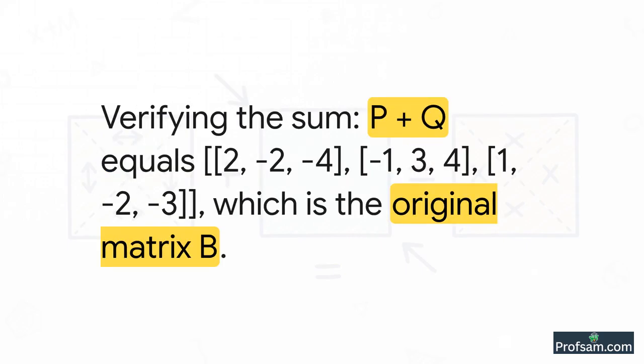And now the moment of truth, step 4, the final check. This is where we see if our detective work was correct. What happens if we add our P matrix and our Q matrix together? Will we get back our original matrix B? Let's do the addition. And yes, it works! P plus Q gives us back the original matrix B exactly. So, case closed. We've done it. We've successfully found both of the secret identities hidden inside matrix B.